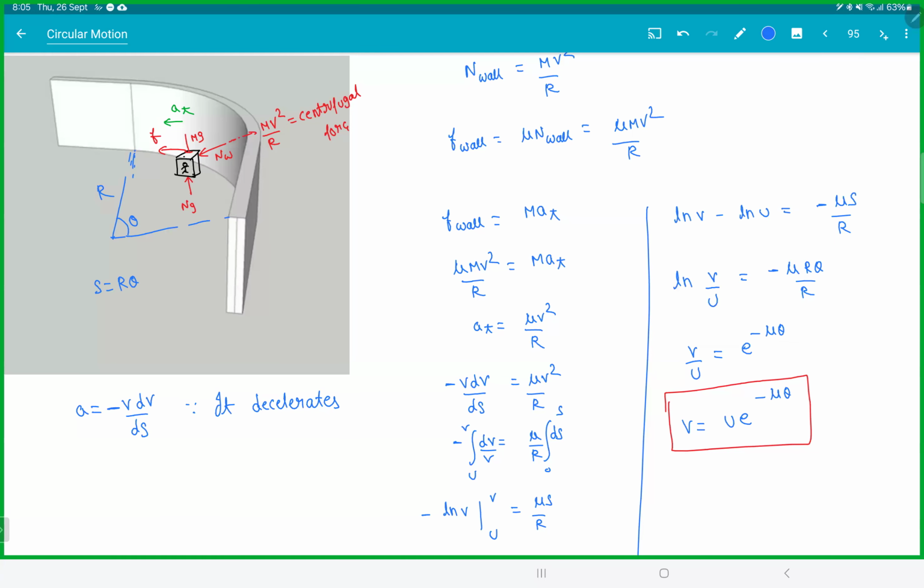And if you look at the function, see what is happening. The faster you go, more centrifugal force you have. If you have more centrifugal force, you have more friction. If you have more friction, you have more deceleration. If you have more deceleration, your speed will decrease more. If your speed decreases more, N will decrease more, N decreases more, f will decrease more. You're getting what is happening? The function is killing itself.